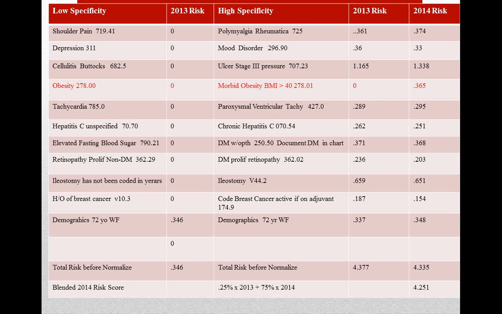In the history of the breast cancer, if you use the V10 code rather than noting they're on the tamoxifen, you're going to get no risk score. But since they're on adjuvant therapy, you can use the 174.9 code. Of course, you're going to get your demographic score. And this gives you your total risk score before you normalize. And again, the 2014 score will be determined by taking 25% of the 2013 score and 75% of the 2014 score.